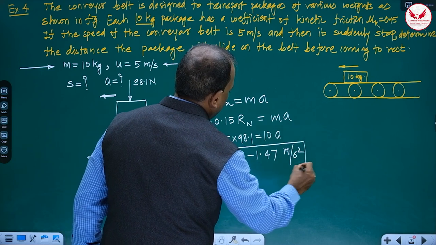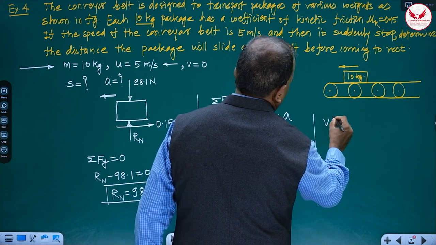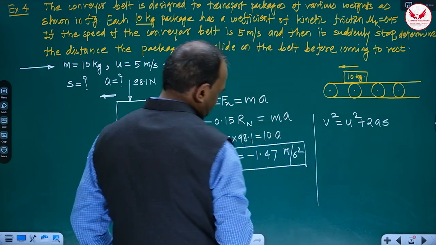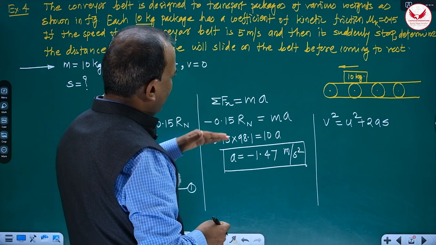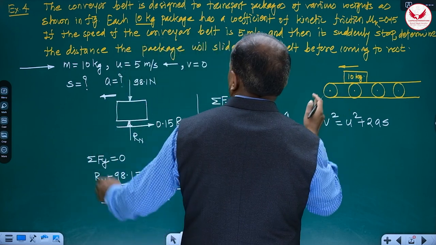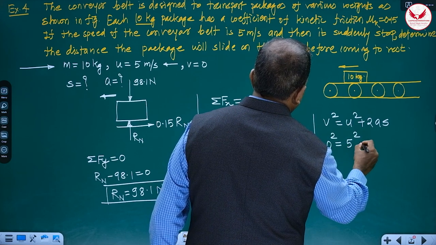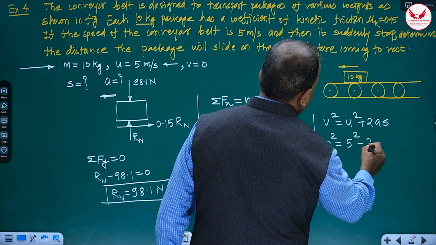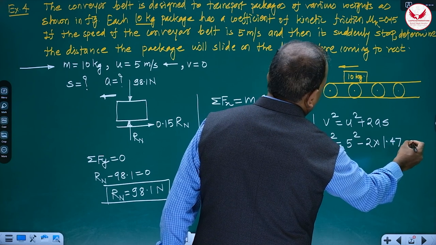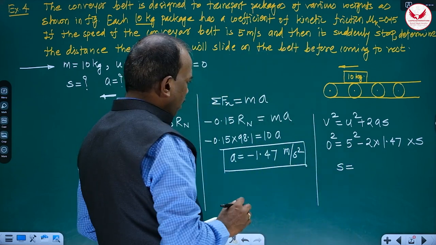And now A is constant, so we can use the equation of motion. V square is equal to u square plus twice A S, so that we'll get the distance. When the belt suddenly stops, its initial speed is the speed of the belt and finally it will stop. So V is equal to 0, u is equal to 5 square. Now A is negative, that's why I am putting the minus sign: 2 into 1.47 into S, and from this we will get S.